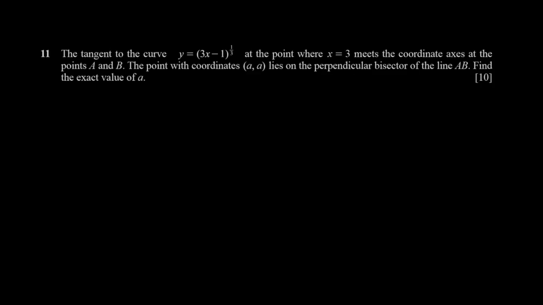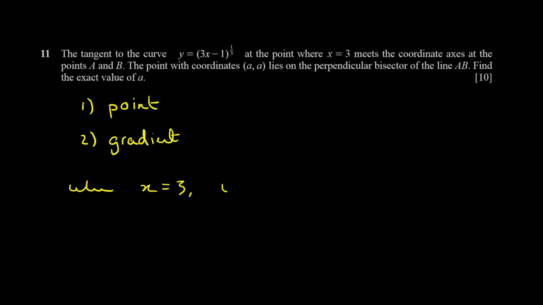With any big problem, the way you handle it is you break it down into smaller, more manageable parts. So let's try to do that. We have got the tangent to this curve at the point where x is equal to 3 meets the axes at the points A and B, right? So A and B is going to be the x and y intercept of the tangent. So what do we need to find first? We need to find the tangent line.